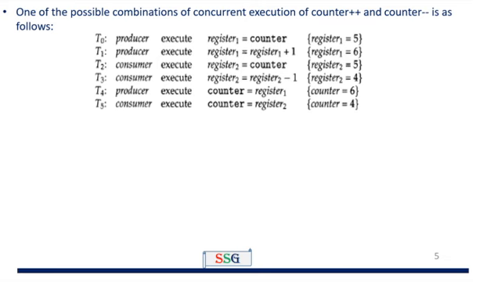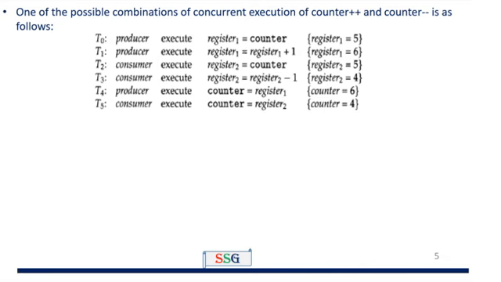For example, the producer executes the first statement, register 1 equal to counter. Assume that counter equal to 5. That means register 1 equal to 5. Then thread 1 executes again: the producer executes register 1 equal to register 1 plus 1. That means 5 plus 1 equal to 6. Now the register 1 value equal to 6.